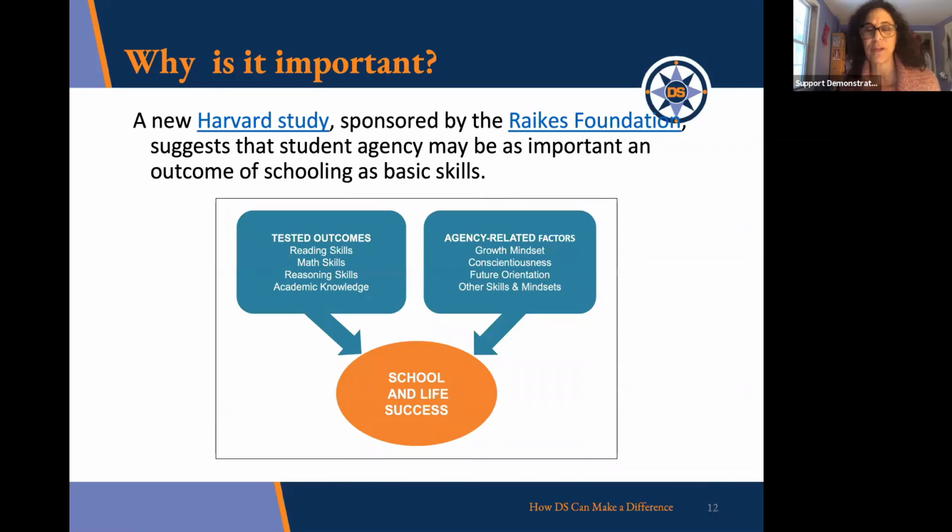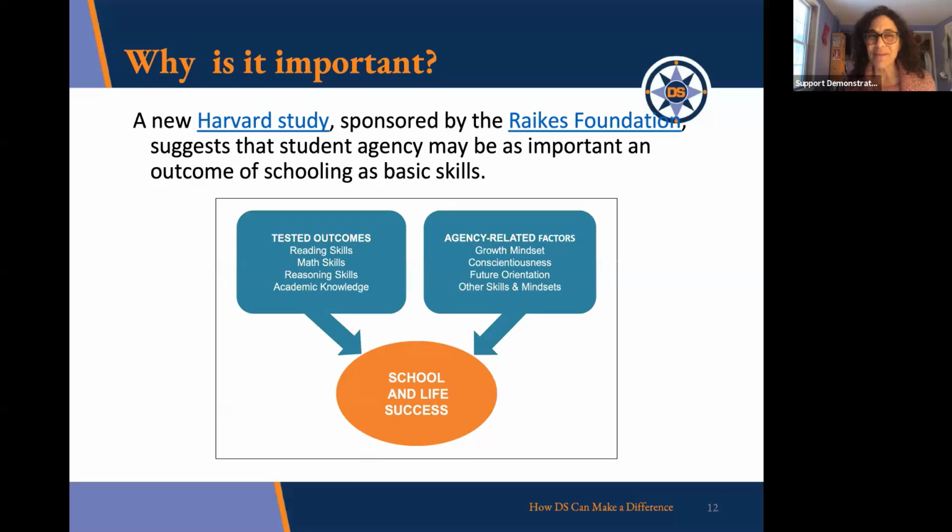So the Harvard study that's referred to here is uploaded in the folder to which you will get a link after this. I uploaded about 6 different articles that were really interesting. And it's basically saying that, when we embark on school improvement, and we talk to people about how to improve their instruction and what goes on in classrooms, we talk a lot about reading skills and math skills, reasoning, academic knowledge, right? That's usually our big focus. And this study basically is pointing out that agency-related factors are equally important.